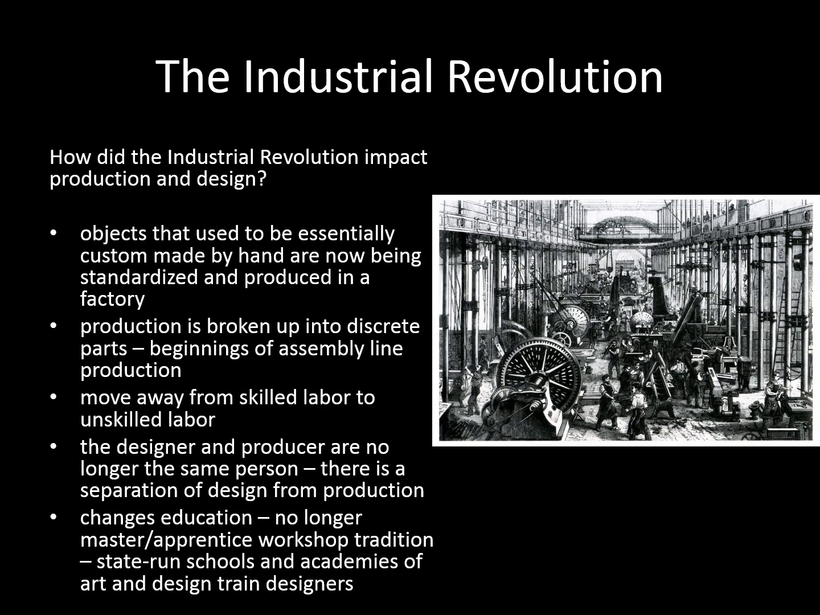So how does it impact production and design? Because this is really what we're focused on here. So the objects that used to be essentially custom made by hand are now being standardized and produced in a factory, right? So production is then broken up into smaller parts. It's essentially the early versions of assembly line production.